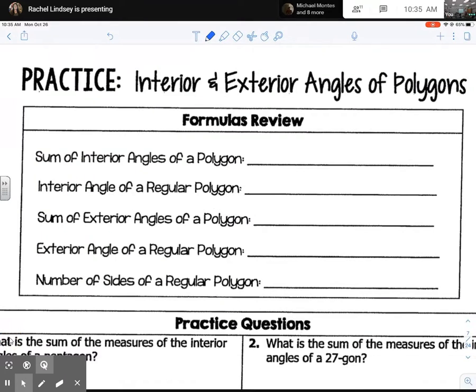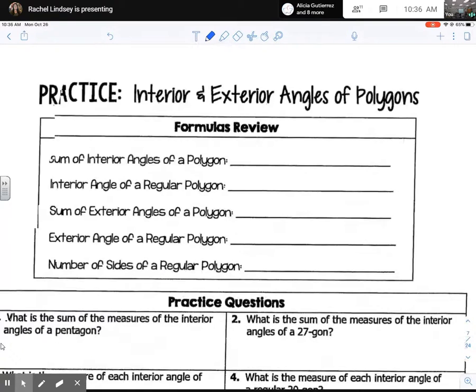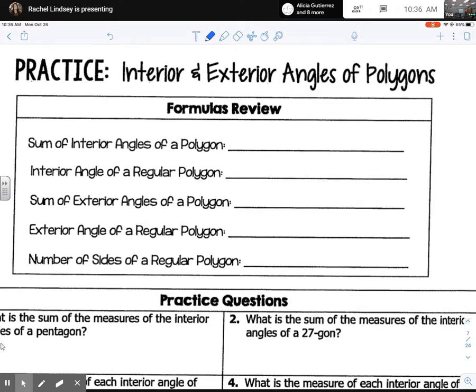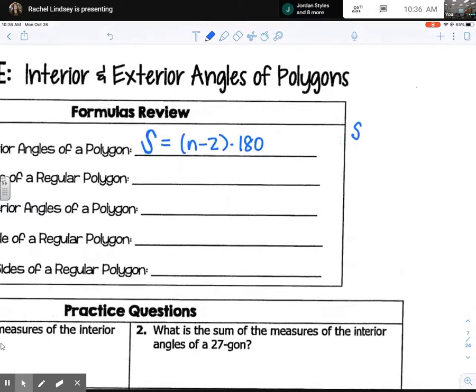Okay, so looking at page 5, at the top we have just some formulas review. So the sum of interior angles of a polygon, that is big S equals n minus 2 times 180. The S equals the sum of interior angles.